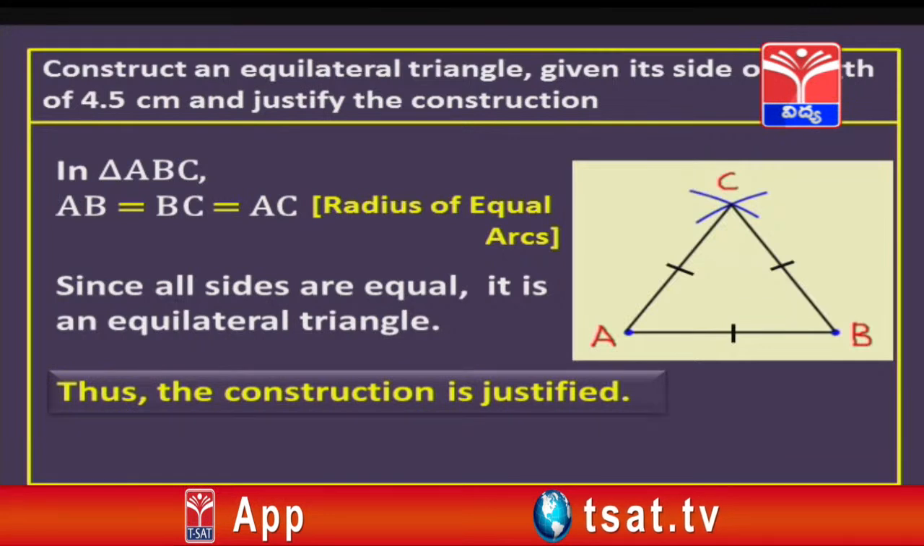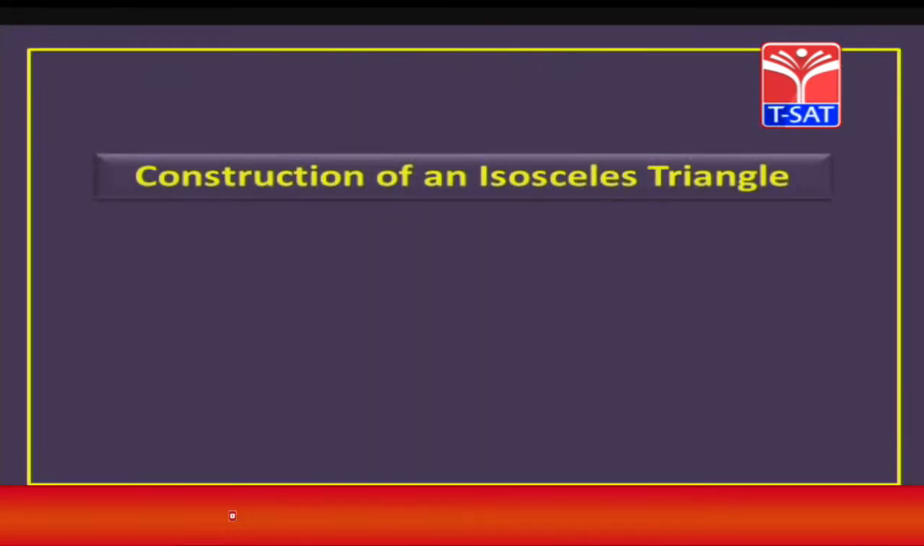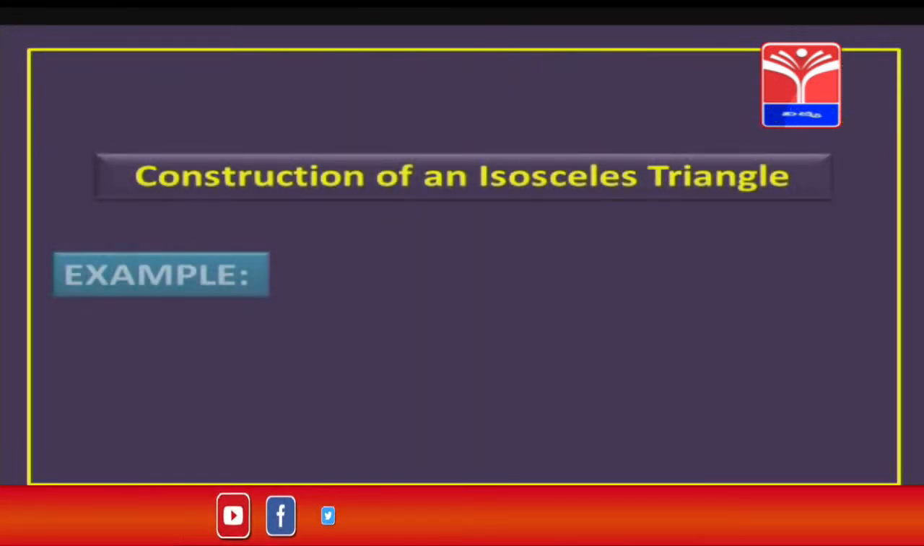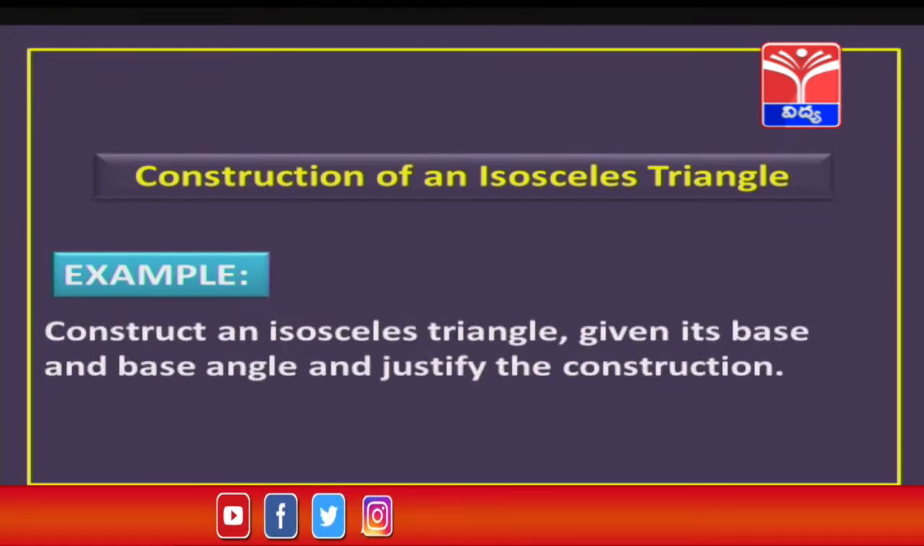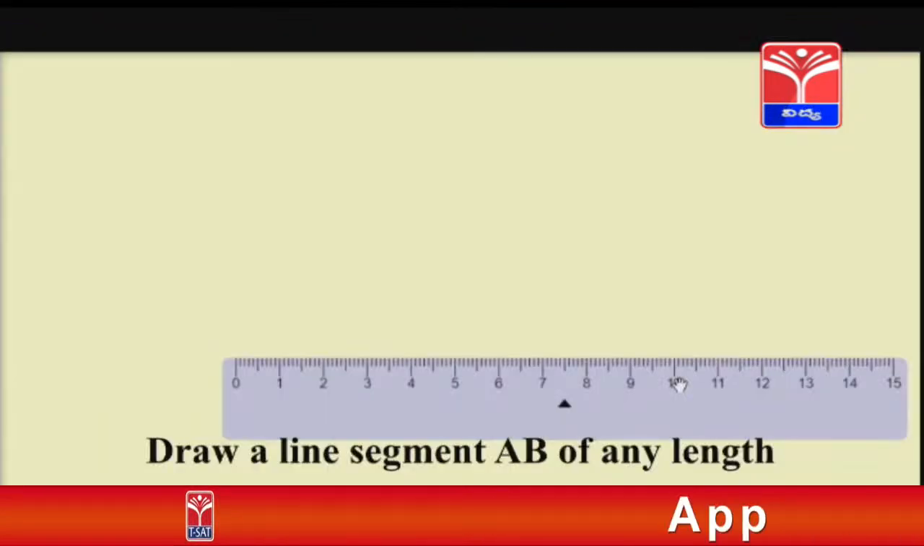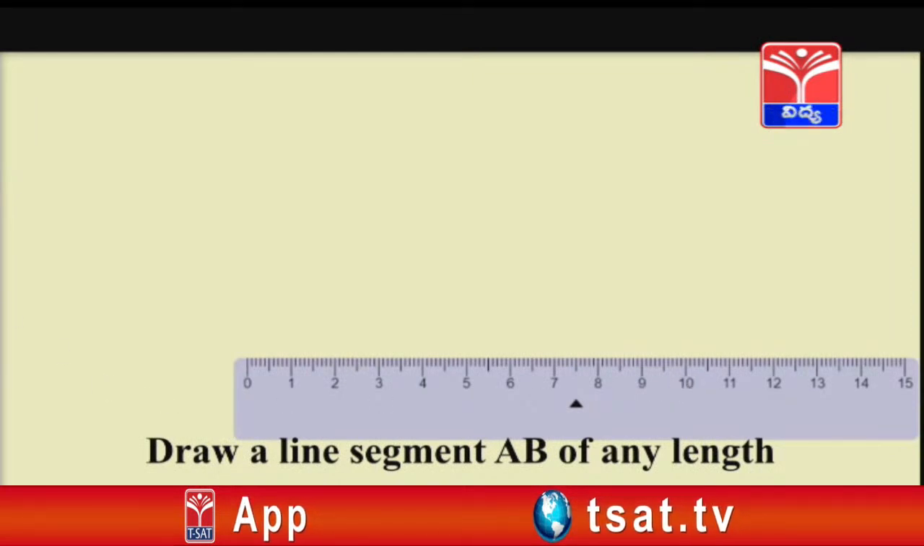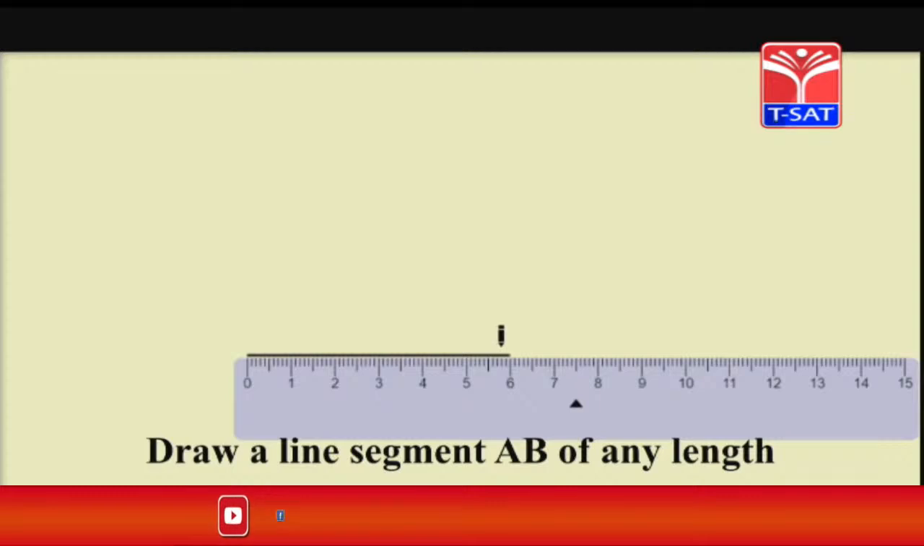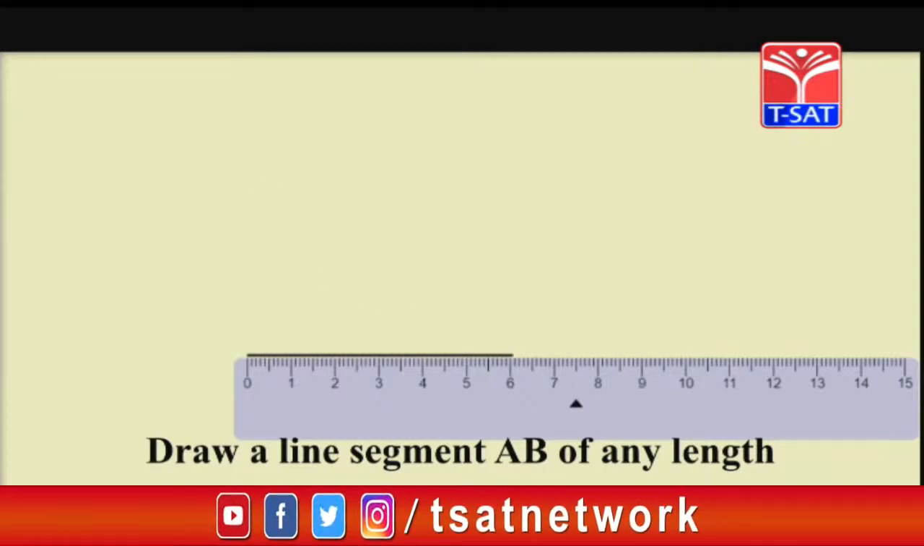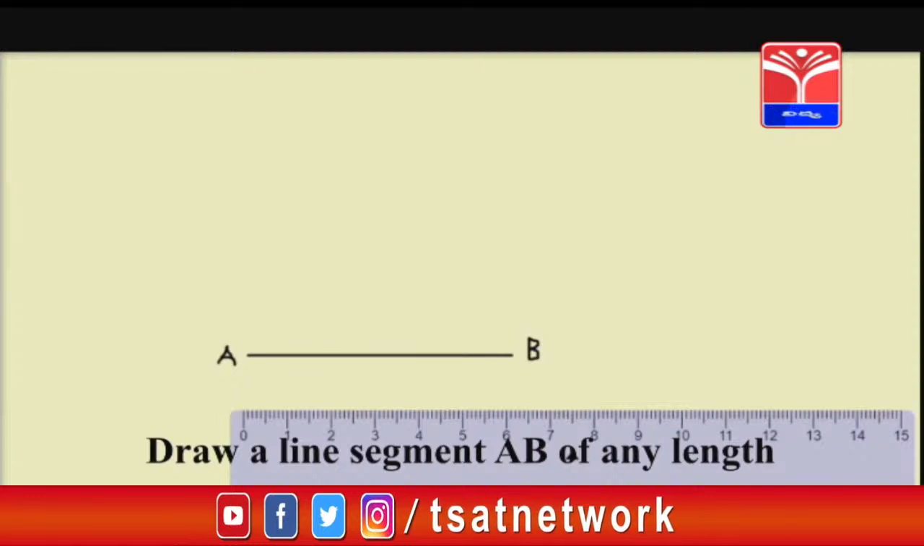So, let us move on to our next construction, children, that is construction of an isosceles triangle. So, let us take an example. Construct an isosceles triangle given its base and base angle and justify the construction. We are going to take a ruler, place it horizontally and we are going to draw a line segment AB of any given length. So, I am taking it as 6 centimeters here and mark the ends of the line segment as AB.